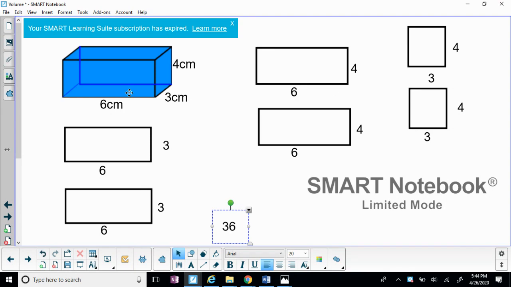Now, for this face, think of it as the front face, 6 times 4, where 4 is the height. We know that 6 times 4 is 24. But we also know that there's 2 faces, the front and the back. So 24 times 2, or 24 plus 24, is 48. So now we've done the area of these 2 faces and these 2 faces.